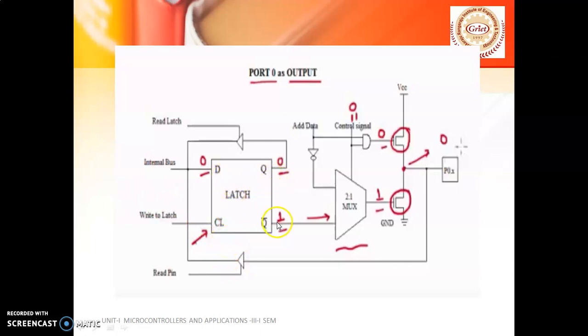Now the Q bar becomes 1, and this input is taken by the 2:1 mux and the output will be 1. Whenever we give 1 to this switch, it acts like a closed switch, so it allows the data to pass through here. Now coming to this part, again the control logic signal is 0.